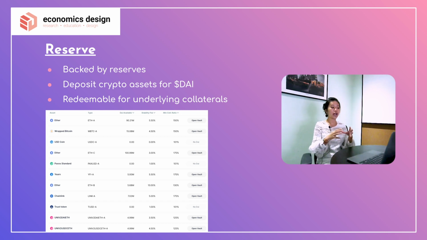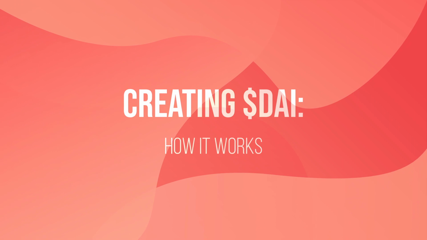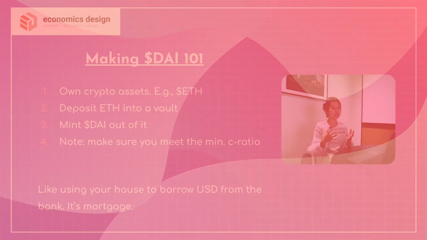So these are different kinds of crypto assets that you can deposit to create DAI. What is this DAI thing? How do you create that? How does the whole thing work? Let's take a deeper dive into it.